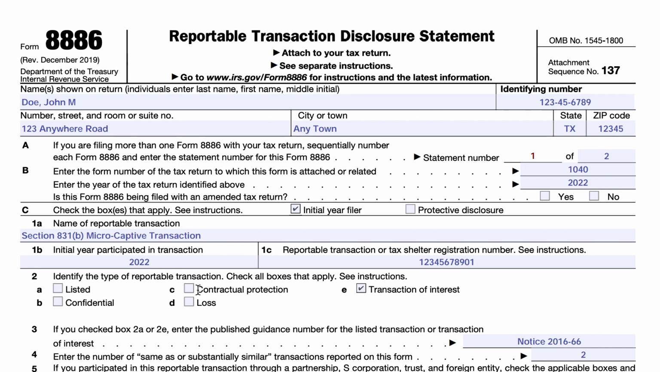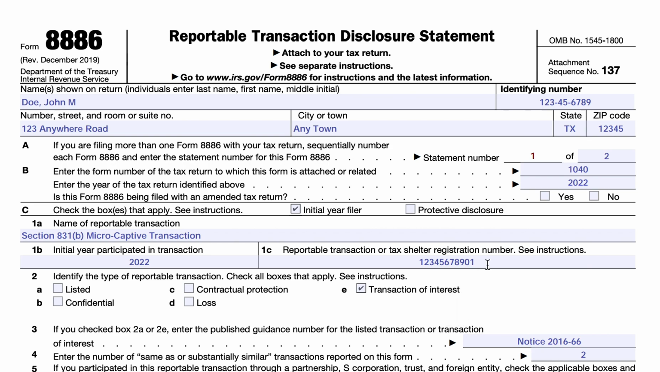Loss transactions are transactions that result in you claiming a loss under Section 165. So that basically means, if you're taking a loss that you really shouldn't be entitled to, so that you can offset gains or reduce income or go around some other limitation, then the IRS considers that to be a reportable transaction. And then finally, transactions of interest, which I happen to pull this particular micro captive transaction from.